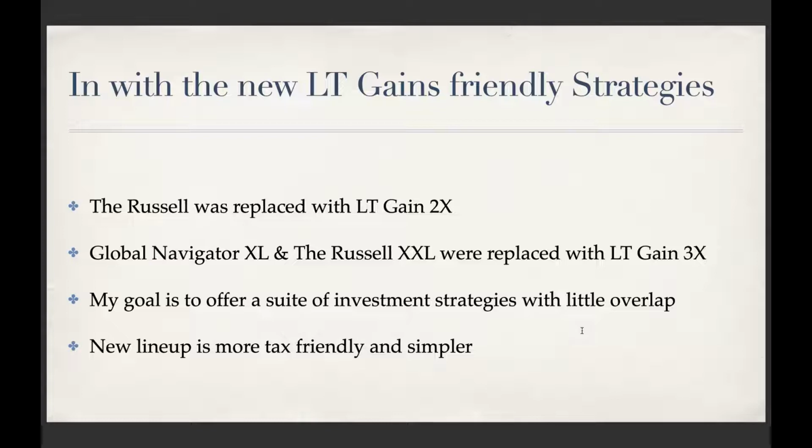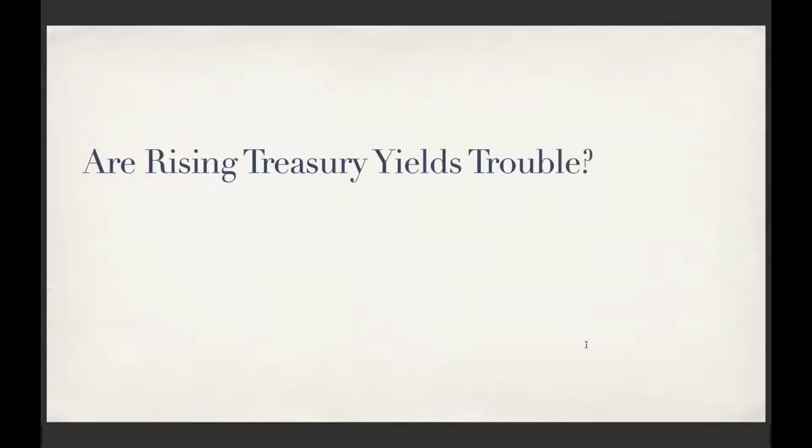I was just talking about trying to report on strategies in the way I do with the charts and everything. It just seemed like this cleaned it up a little bit. I didn't have so much overlap. The Global Nav XL and the Russell XXL did. It's a more friendly lineup. It's simpler. It's one less strategy. Triad and the two LT gain are all three very tax friendly, and Global Navigator and Max Payne are best used in tax deferred accounts. They're not tax friendly, or not nearly as tax friendly.